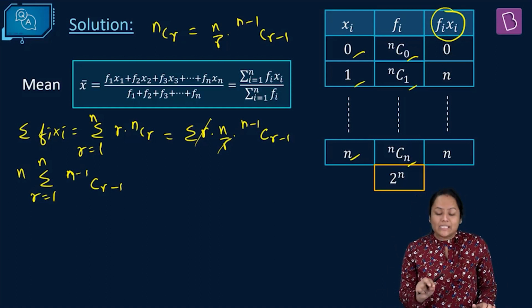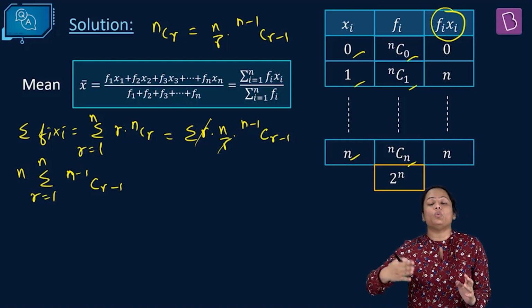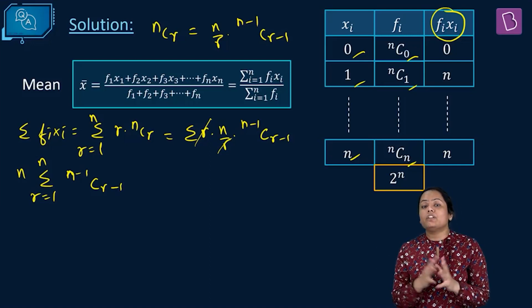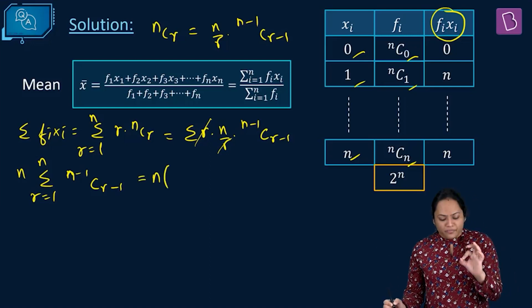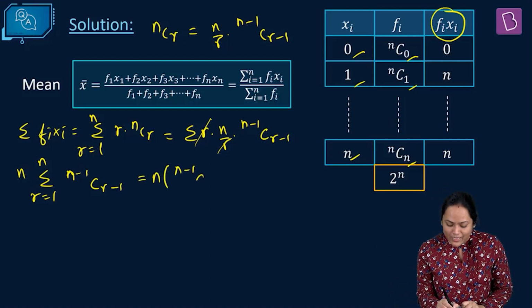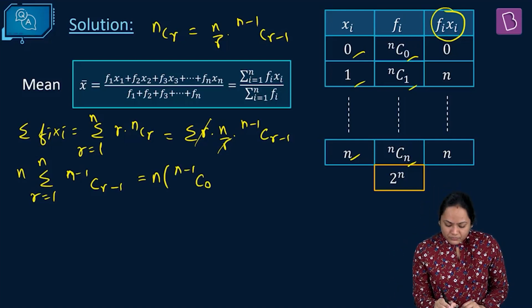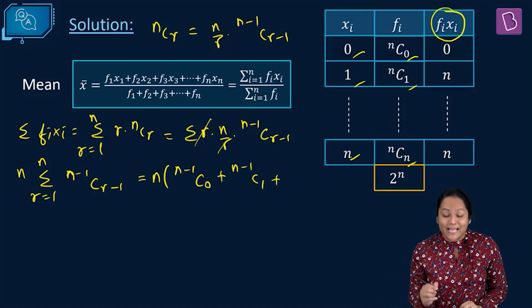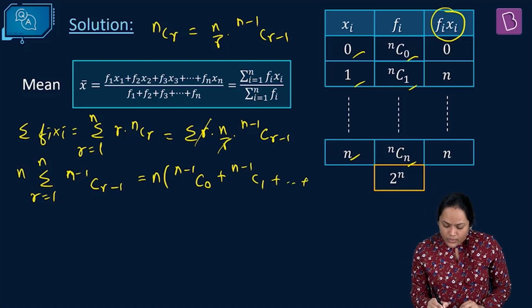Some of you, if this is not clear to you, what you can do is always, guys, start putting values of R. When you start putting the values of R, you'll actually get the clearer picture. So when I put the value of R, let's say as 1, the first term with me will be N minus 1 C0. When I put my R as 2, it's going to become N minus 1 C1. When I put my R as 3, it will be N minus 1 C2, till the last term, which will be N minus 1 C N minus 1.